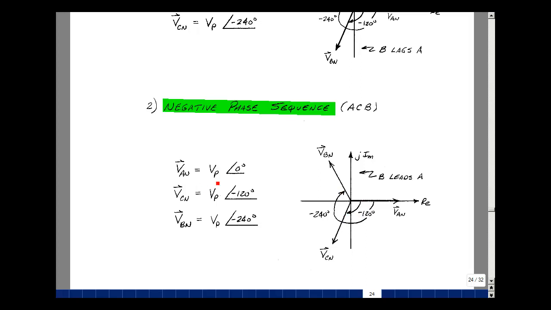V sub AN is a magnitude of V sub P and an angle 0. V sub CN, same magnitude, angle of minus 120. And V sub BN, same magnitude but angle of minus 240. And again, these form a vector sum of 0. The negative phase sequence is sometimes called an ACB sequence.